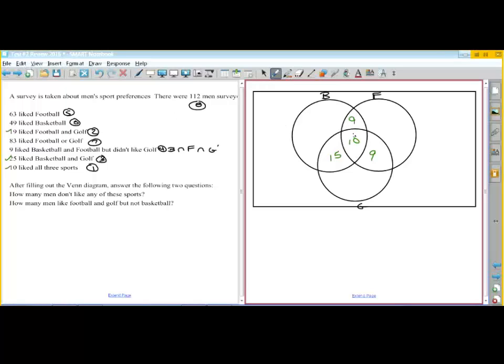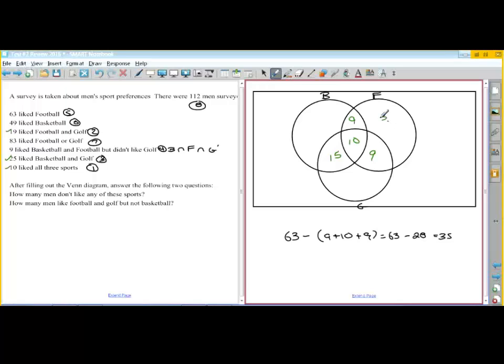And you can see I've got 3 out of 4 here, I've got 3 out of 4 there, and I've got 3 out of 4 there. So I can use these, the ones for just a particular sport. So let's start with football. So we had 63 like football, which is this one. But I've already taken into account these other 3 parts of the circle. So that's 63 minus 28.